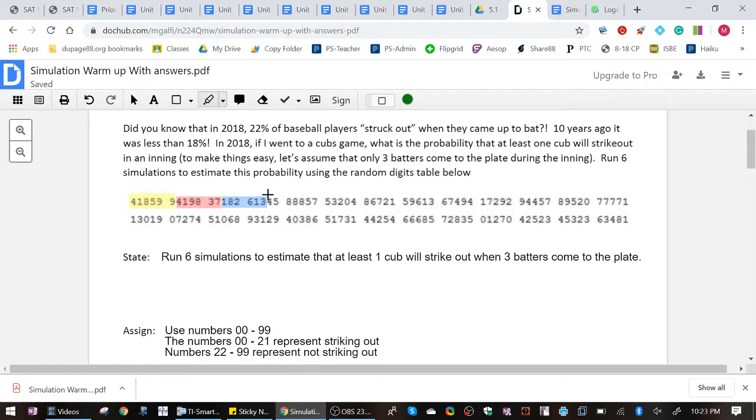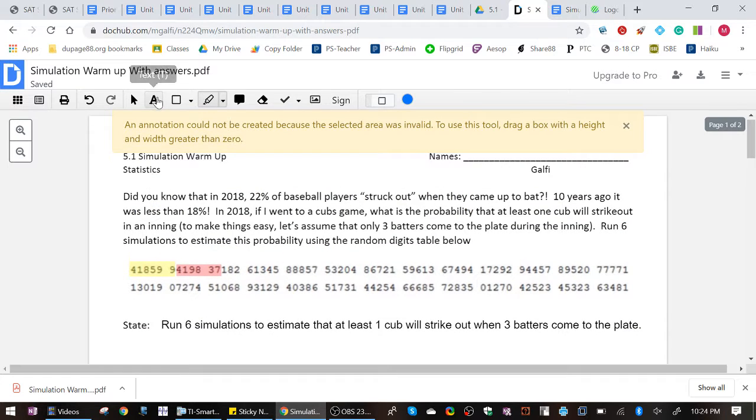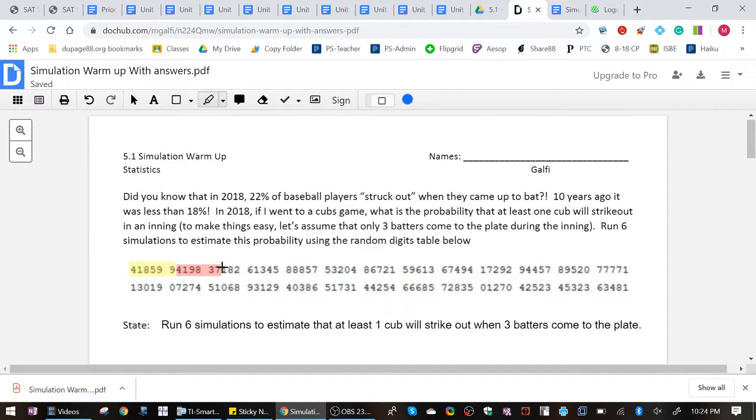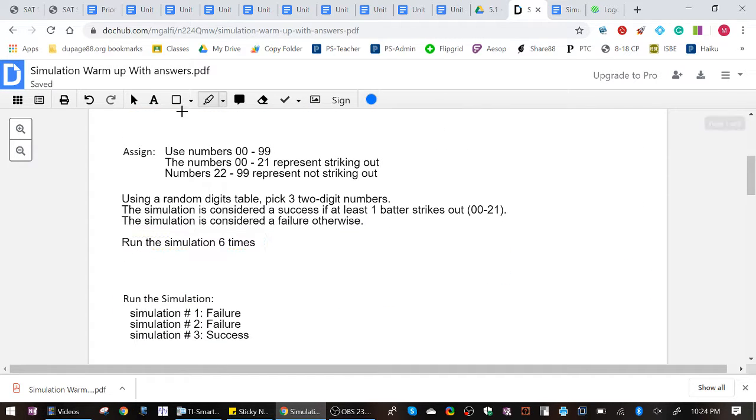All right, next simulation. I've got 45. He didn't strike out. 88 didn't strike out. 85 didn't strike out. So this simulation, again, was a failure.